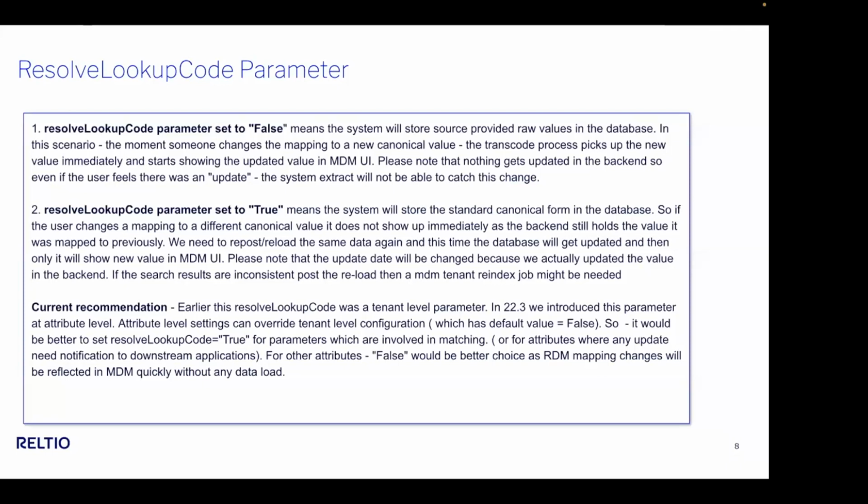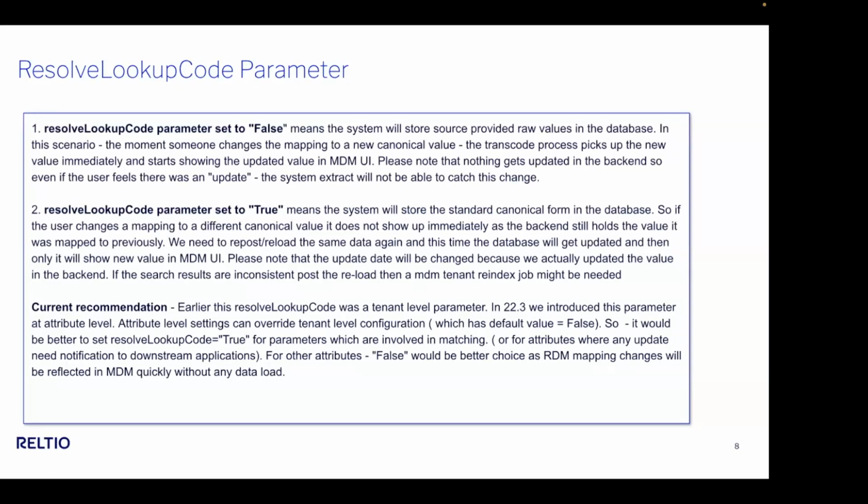Until a few releases back, resolve lookup code was a tenant-level configuration, a Boolean true or false value. Whatever you defined at that level, every RDM attribute at the tenant level would take that value. We changed that based on multiple feedbacks. As of now, it's at the attribute level. For backward compatibility, you can still define it at the physical tenant configuration level, but then you can override it for certain attributes. The default value is false.